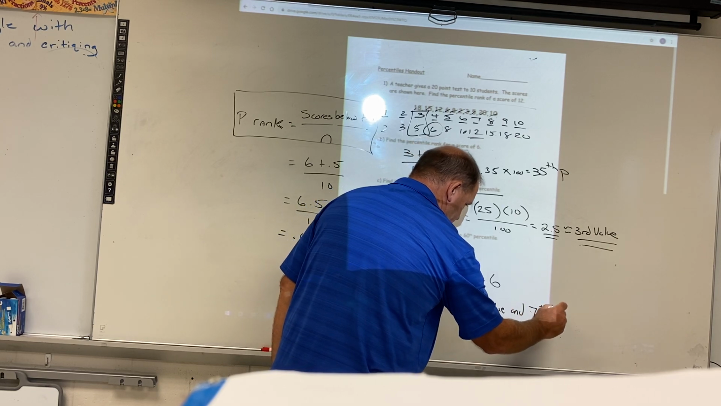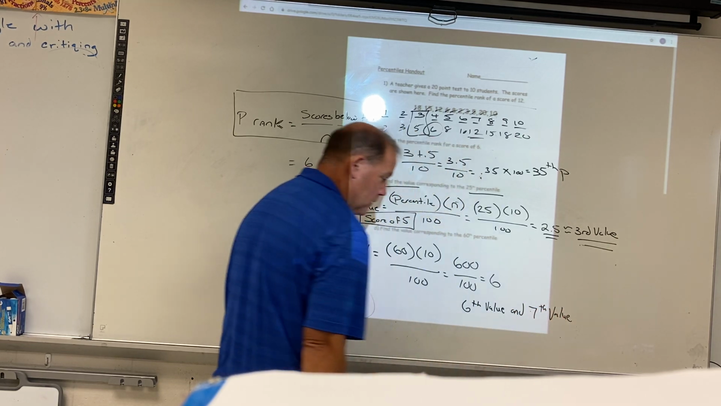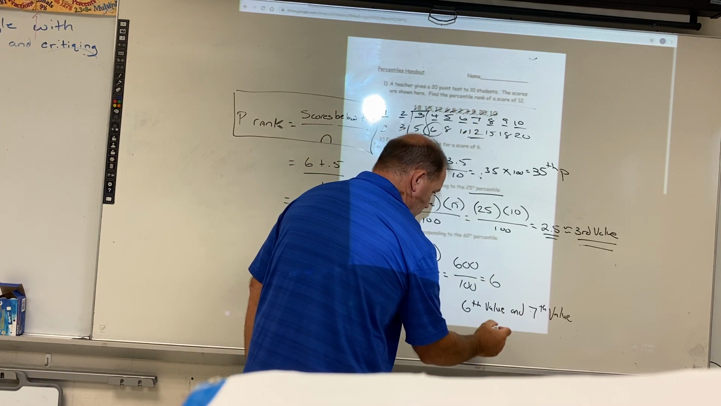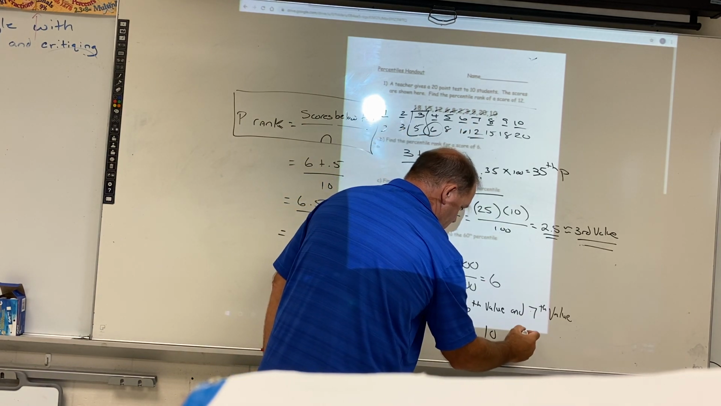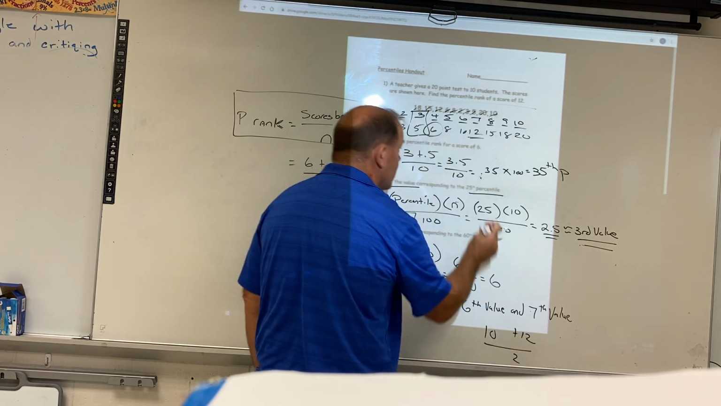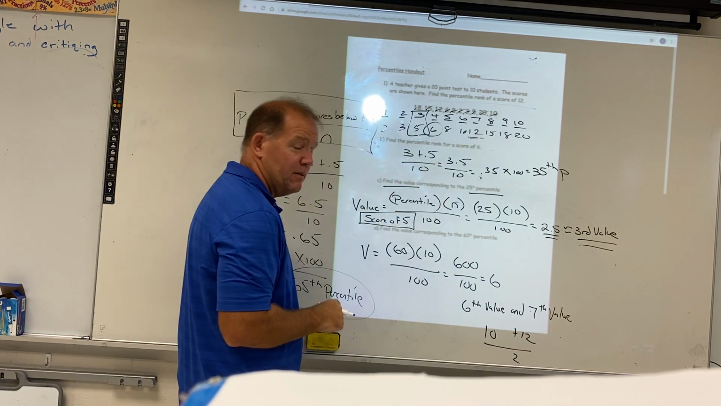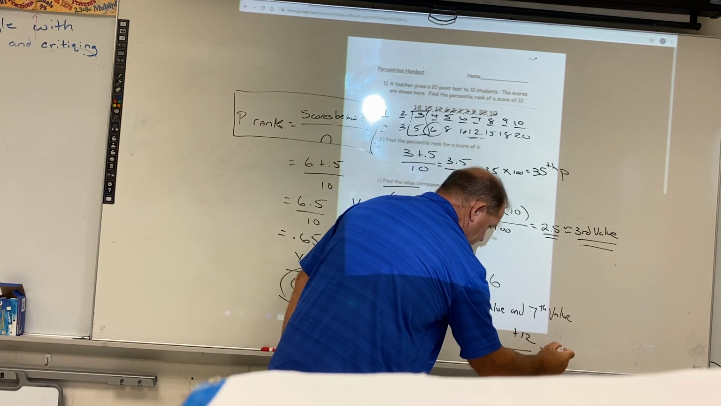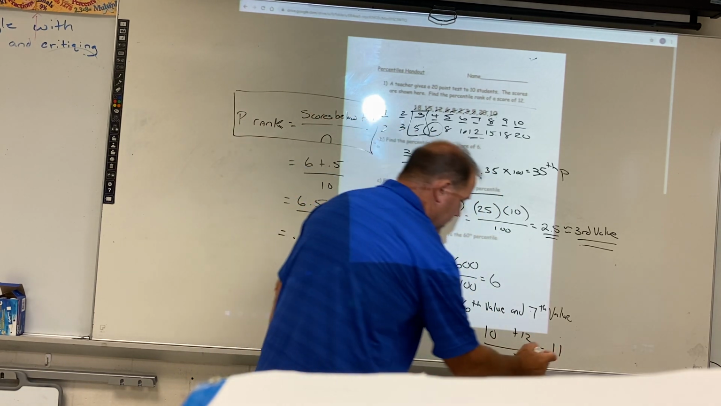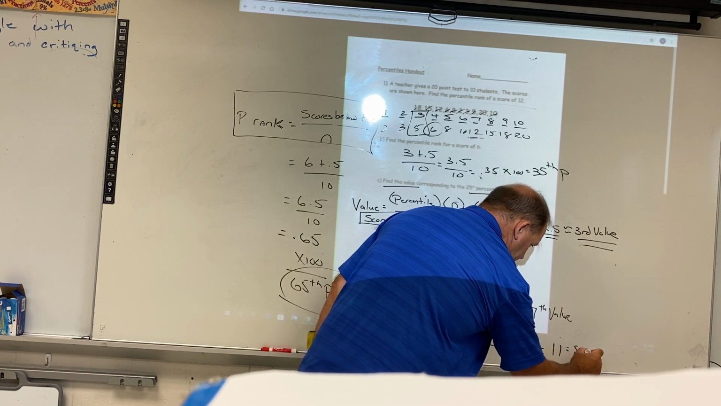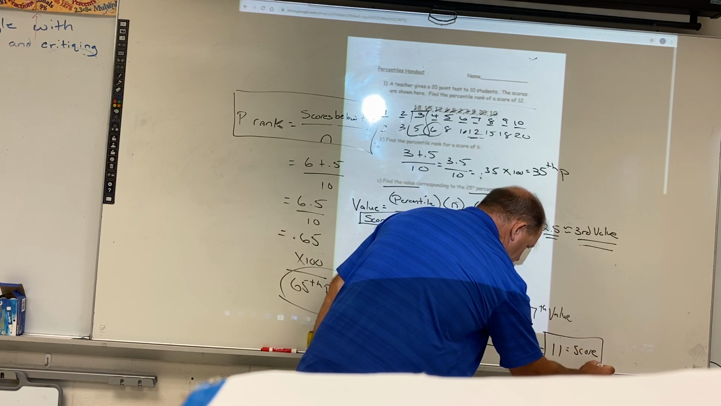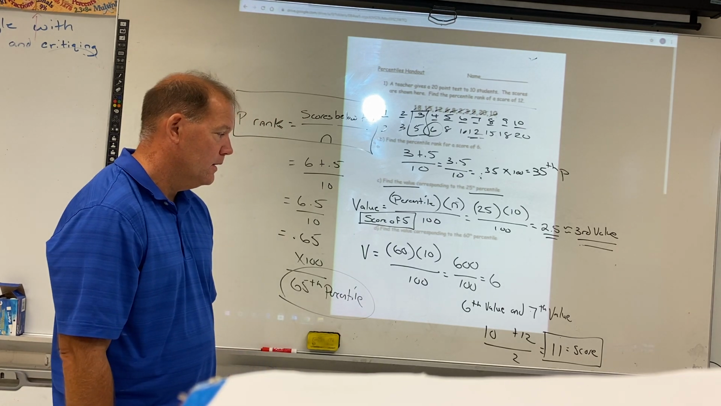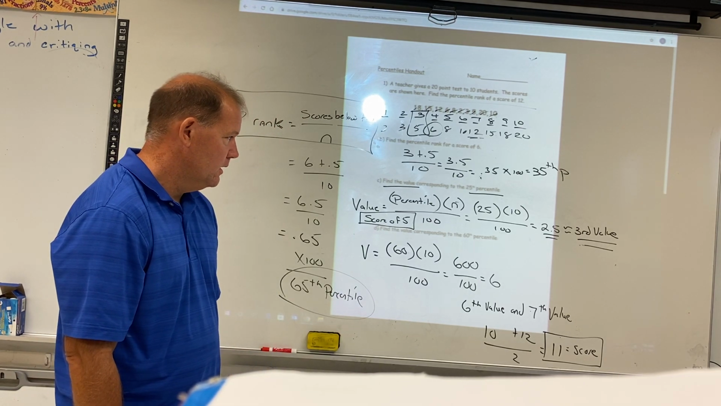and one value above it, the 7th value. So the 6th value is a 10, the 7th value is a 12. Basically, the 60th percentile is going to fall right in between those two. What's the average of 10 and 12? 11. So a score of 11 would be in the 60th percentile.